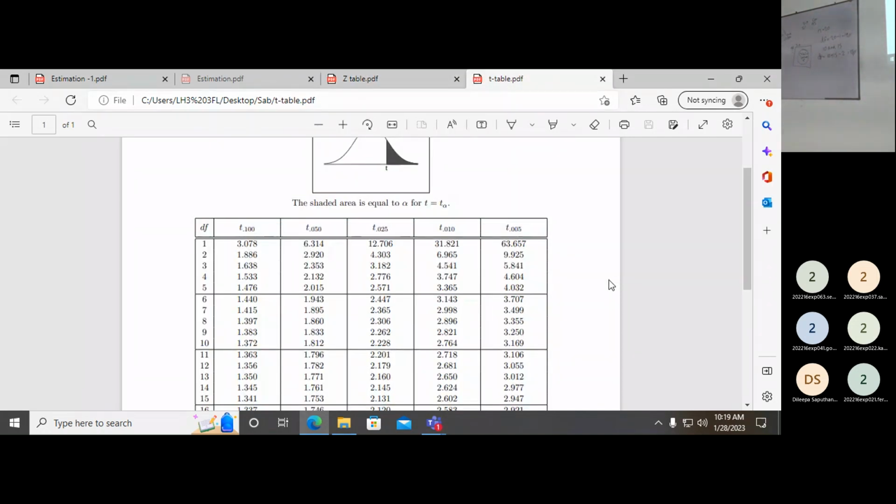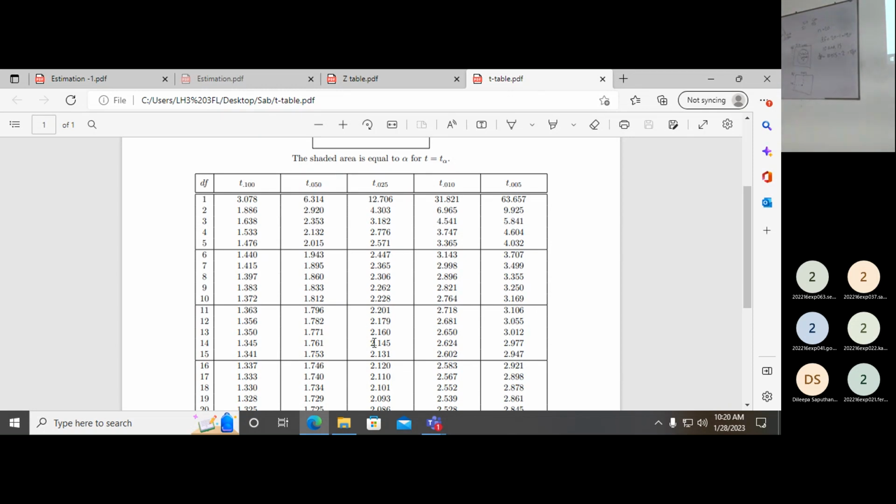From the T table, I want to take 0.025, significance 0.025. Degrees of freedom n minus 1, 15 minus 1, 14 degrees of freedom. From 14 degrees of freedom in your table, 0.025, identify that value. This is your critical value. Here 0.025, 2.145, so plus or minus 2.145. But in the Z table it is 1.96. In the T table we use 2.145.